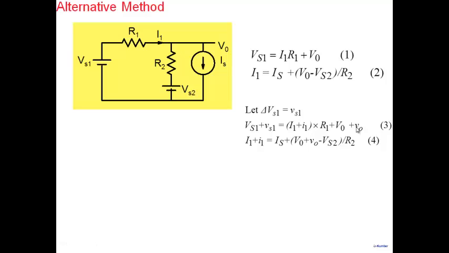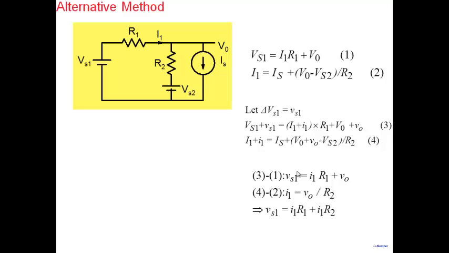So now we subtract 1 and 2 from 3 and 4. Suppose I subtract, what do I get? I end up getting these equations here. You end up getting this change in Vs1 equal to I1 R1 plus I1 R2. As I subtract 1 from 3 and 2 from 4, I end up getting these equations. So very easy to solve. I get the answer that I'm looking for.